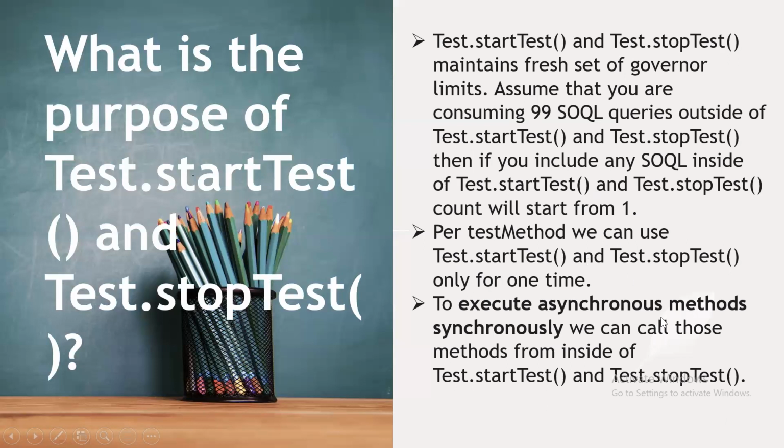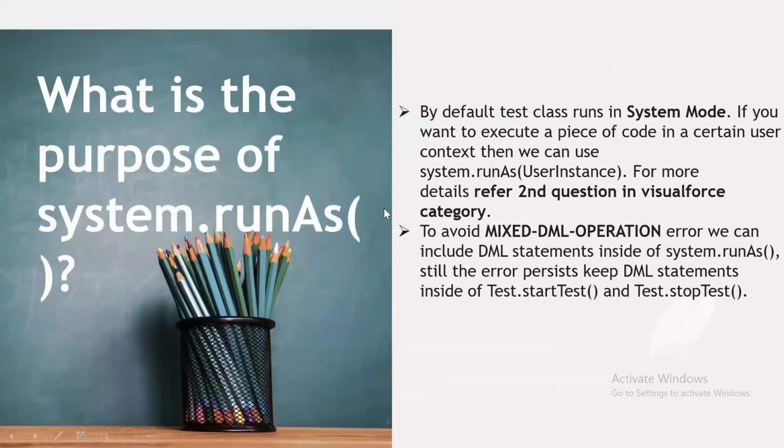So we have to use this functionality only one time in the test class, right? To execute asynchronous methods synchronously, we can call the methods from inside these two methods, Test.startTest and Test.stopTest. So this is the purpose of these two methods.